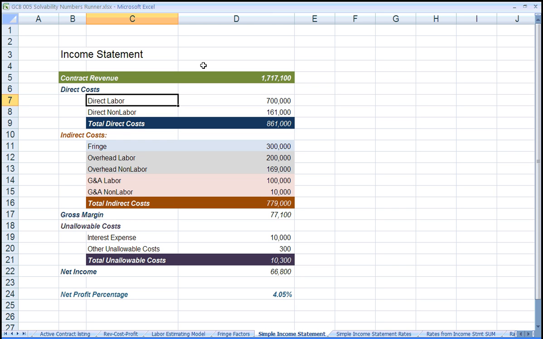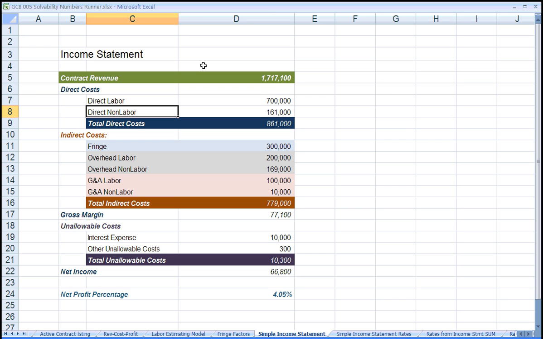Let's talk about the line called direct labor. Direct labor is the actual cost of the work performed by employees on direct or contract work. We'd get the direct labor cost by looking at their timesheets, which would have a charge number for each contract with the hours worked. The direct labor cost would be the hours charged to a contract times the employee's pay rate.